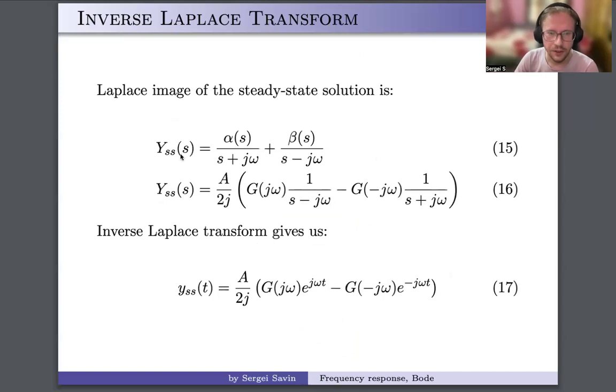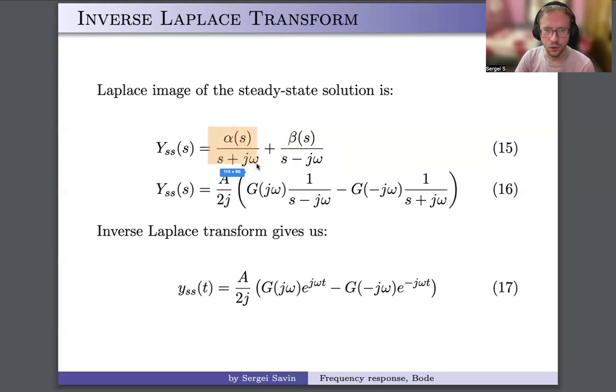So we have our steady state solution having this transfer function. This Laplace representation is alpha of S divided by S plus j omega plus beta of S divided by S minus j omega, right? That is the Laplace representation of our steady state solution.